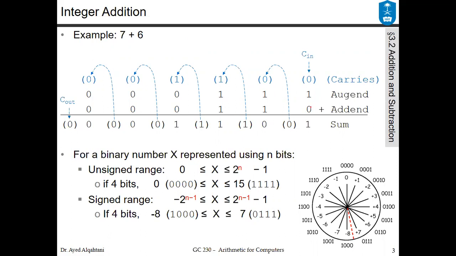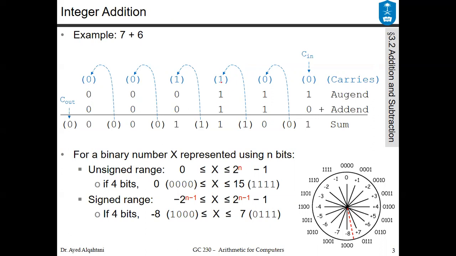If you add 0 plus 1, and assume the first carry in is 0, then 0 plus 1 plus 0 is equal to 1, carry 0. So there is no carry to move to the next bit position. The next sum is going to be 0. Now 1 plus 1 is equal to 0, carry 1. And this carry will be moved to the next position.